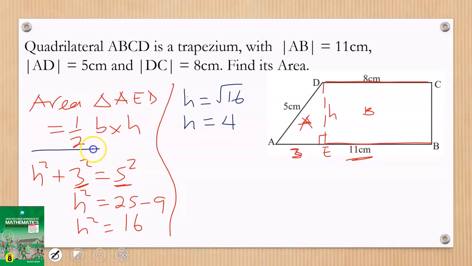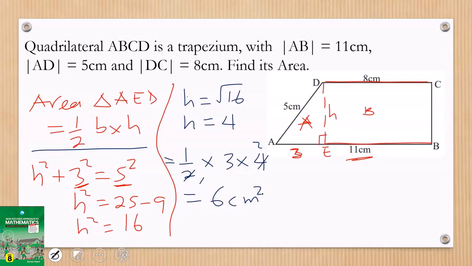So then we can find the area of the triangle as half base, and the base is 3, times height, and the height is 4. When we simplify this, 2 can divide here 1 and divide here 2, and we have 2 times 3, which is 6 centimeters squared for the area of the first triangle, the triangle labeled A.